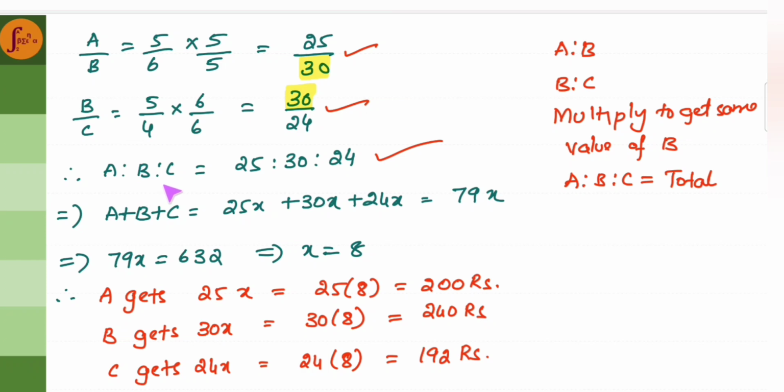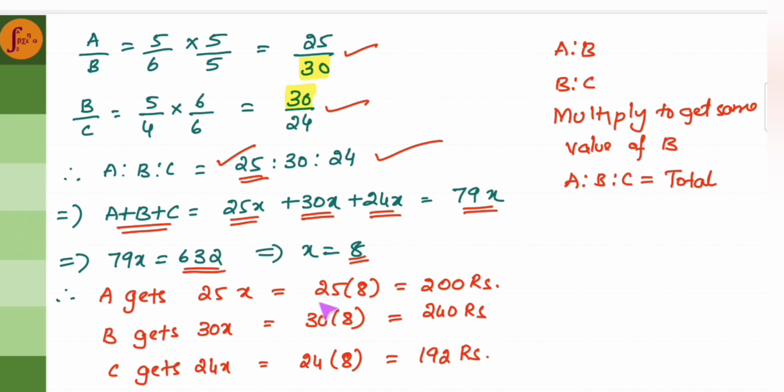So now you can write A is to B is to C is 25 is to 30 is to 24. Also A plus B plus C is nothing but 25x plus 30x plus 24x. We are going to put x here because this is a ratio. So the actual numbers would be 25x, 30 times x, 24 times x. This total is going to be 79x. And the total should be 632, because 632 is what we have to divide between A, B and C in this ratio. So 79x is equal to 632. You figure out x. Once you get x, then you get each of the A, B and C values.